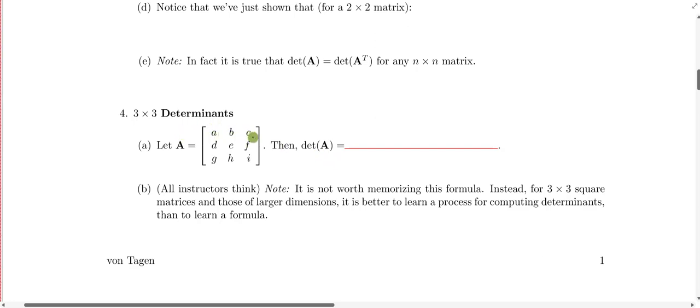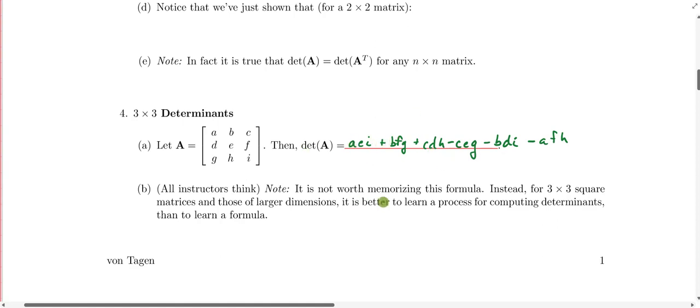If these are the entries A through I, the formula for computing the determinant is AEI plus BFG plus CDH minus CEG minus BDI minus AFH. So there is a formula for the 3x3 determinant. I don't think it's worth learning this formula or even looking it up, but there it is. We've got a 3x3 formula.